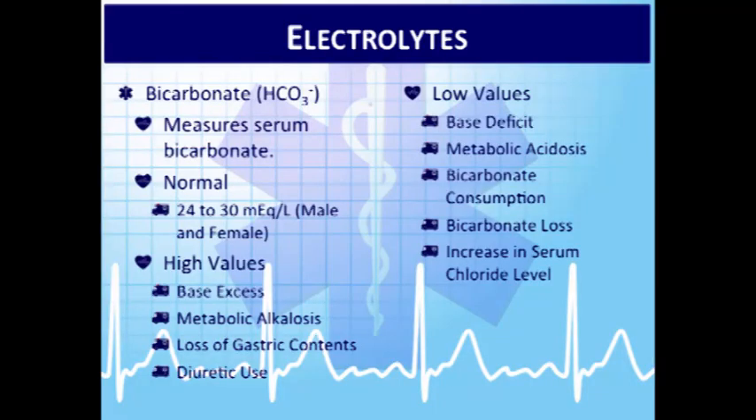We don't do that anymore. Other reasons why the bicarb can be low: a lot of the diuretics will excrete excessive bicarb from the body, so patients get a low bicarb. Consequently, they get a little acidotic because now they don't have as much neutralizing agent in the body. Low values, base deficit. We'll talk about that in a couple of slides. Metabolic acidosis, as I just mentioned. Excessive bicarbonate consumption or loss, like in different types of kidney dysfunction. And an increase in the serum chloride level. So your bicarb goes down as your chloride level goes up. I said sodium, I meant chloride.